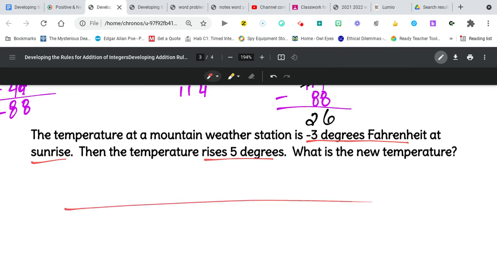So I'm going to model this out even before I write it, because I like for you all to write these expressions. We're going to practice doing that too. I'm not only going to ask what is the new temperature, I'm going to ask you to write the expression too. So I'm going to write the expression first. You make sure you pause the video and copy this down.